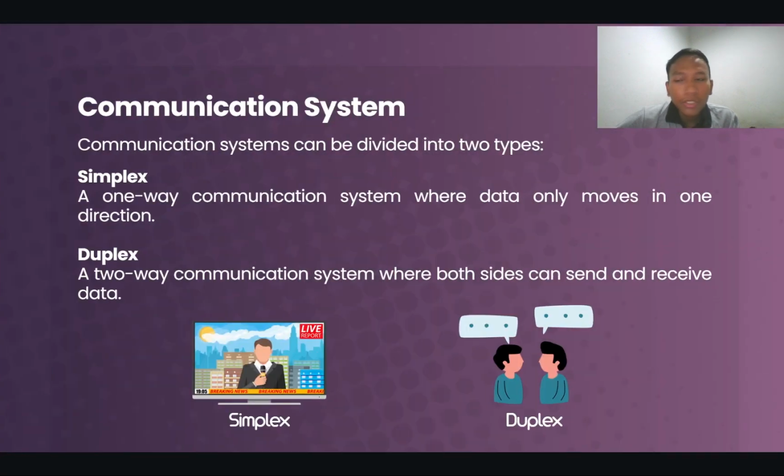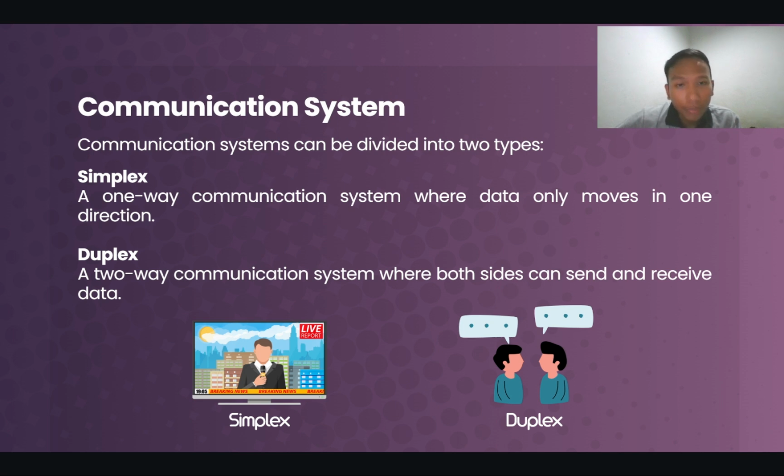Okay. The next one is communication system. Communication system can be divided into two types. The first one is simplex. Simplex is a one-way communication system where data only moves in one direction. The second one is duplex, a two-way communication system where both sides can send and receive data.